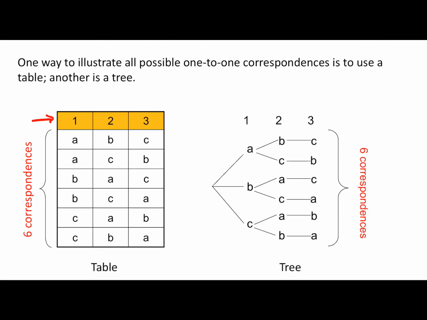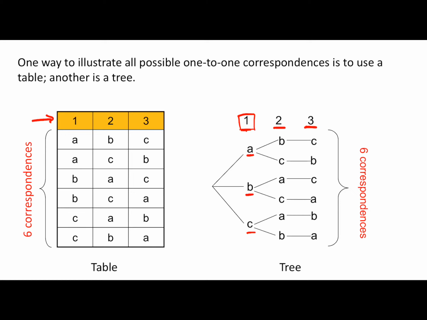Using the tree here, I'm going to list my elements of the first set up here, and then I'm going to think about defining my correspondence one element at a time. So if I start with 1, what are the possibilities of elements that I could associate with 1? Well, I haven't assigned anything yet, so I could associate 1 with A, or with B, or with C. So I have 3 possibilities here.